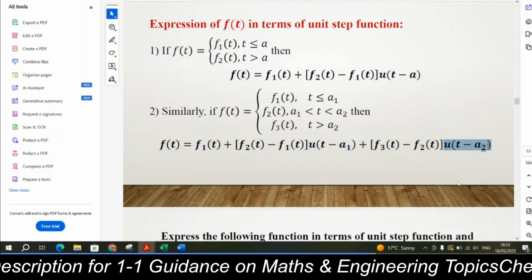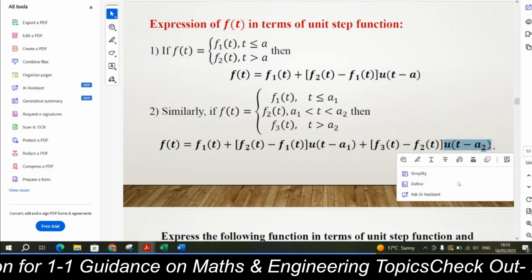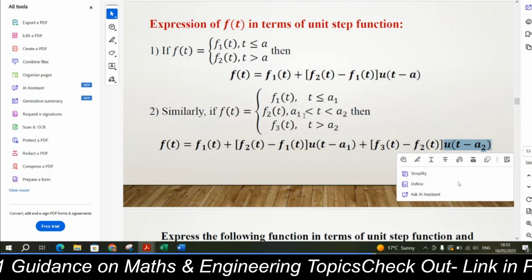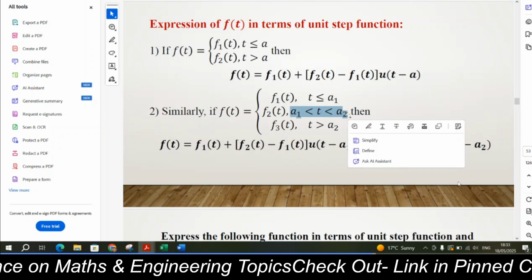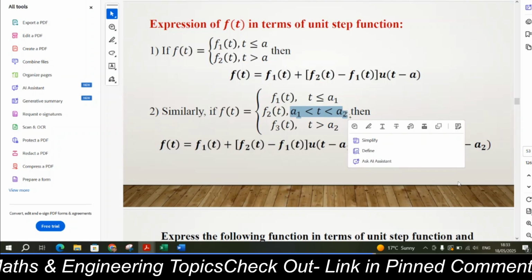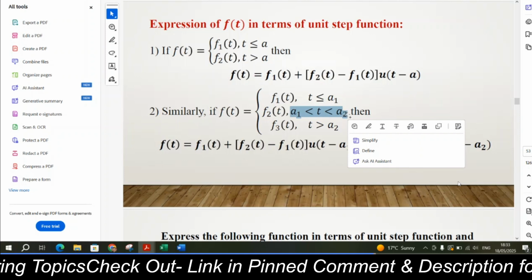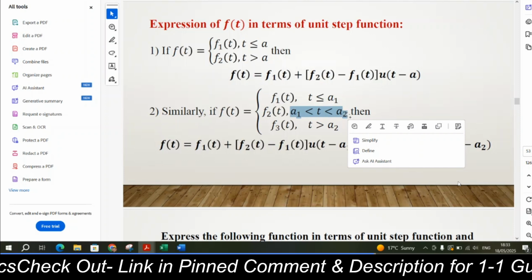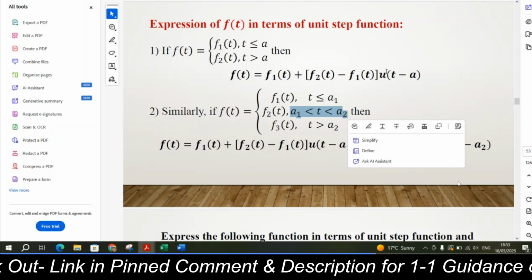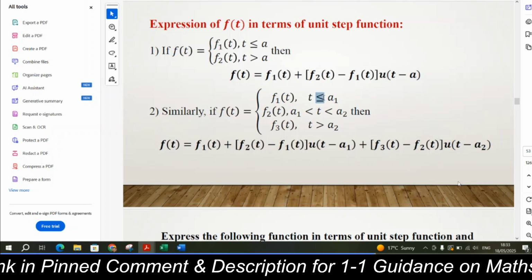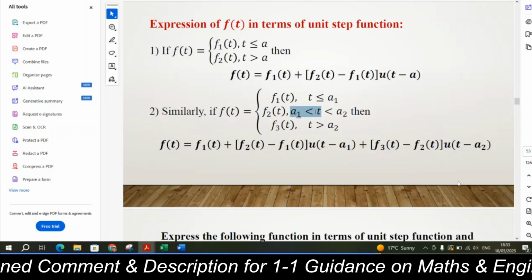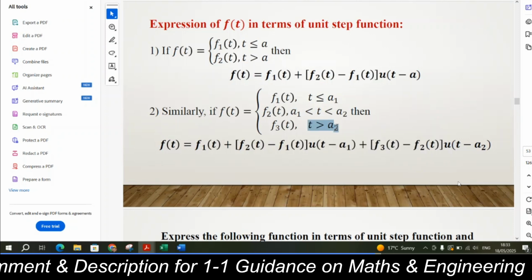Because there are two, a1 and a2. The Heaviside function for a1 is 0 till a1, and after a1 it becomes 1. Similarly for this, till a2 it is 0, and after a2 it becomes 1. Now understand, as per this, a1 is less than a2. As per the number line, a1 comes on the left, a2 comes on the right.